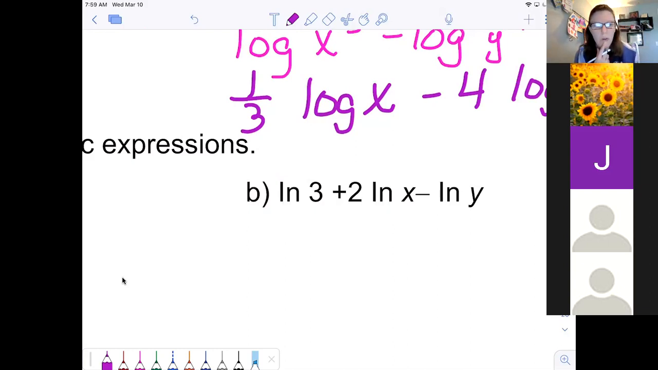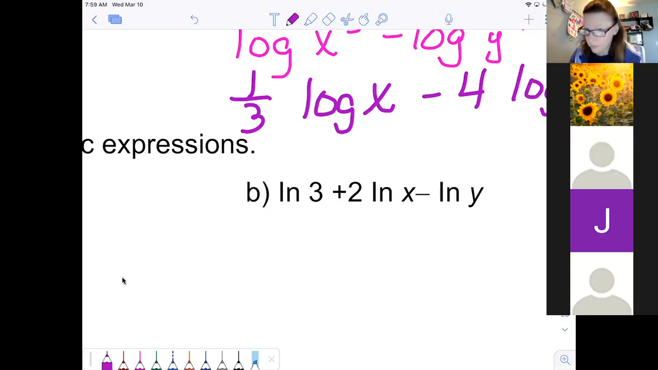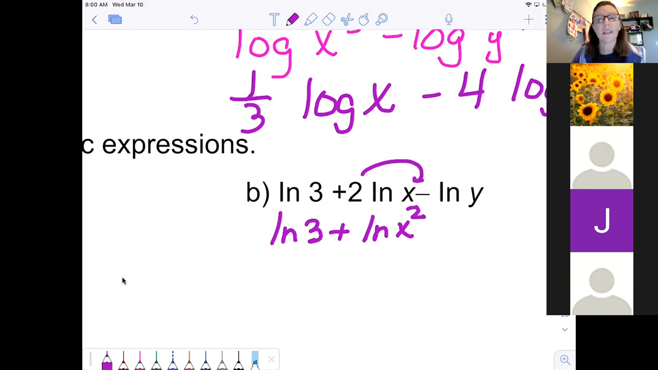Annabelle, do you think you could help out? What would you do first with letter B? Would you condense the one that's being multiplied? So what is that going to become? ln 3 plus ln of x squared, and then minus ln y.